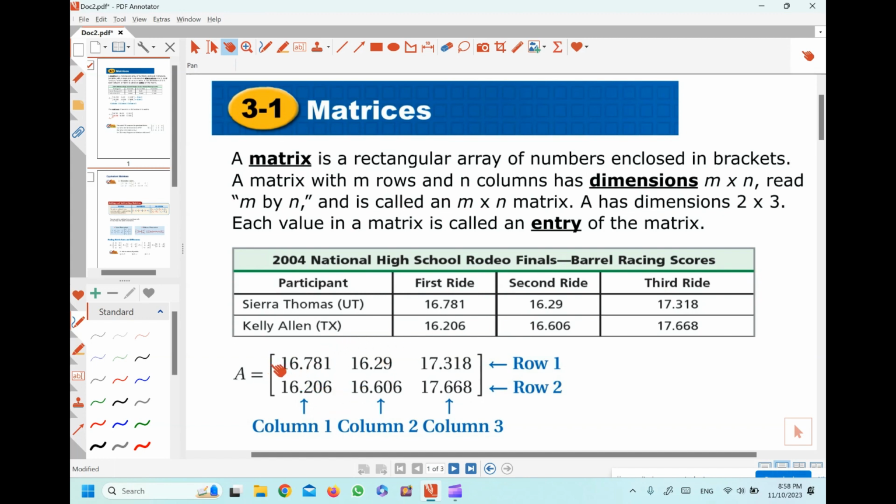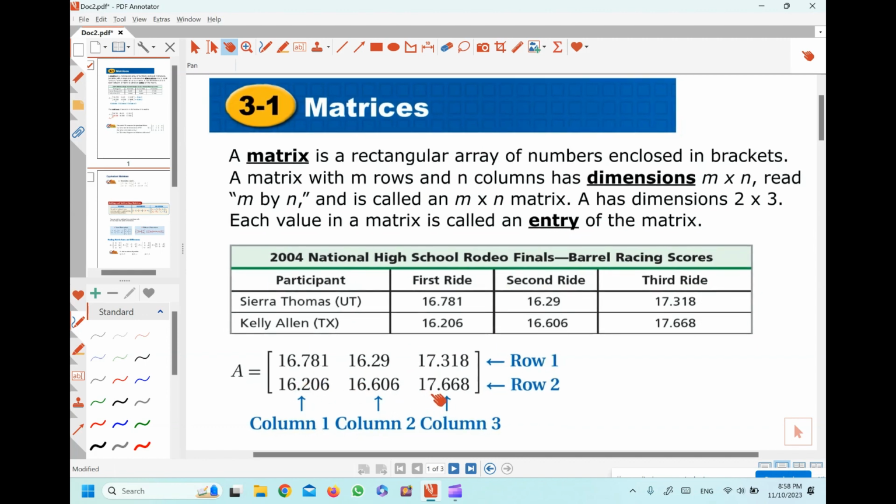So when we look at these values, the numbers horizontally, we call them rows. We have row 1, row 2, and when we look at the numbers vertically, they are columns. Column 1, column 2, column 3. So there are a lot of different aspects of matrices. I want to introduce some of them now. First, we need to know the row and column, and then we have to talk about dimensions. Whenever we have a matrix, we have to talk about its dimensions.